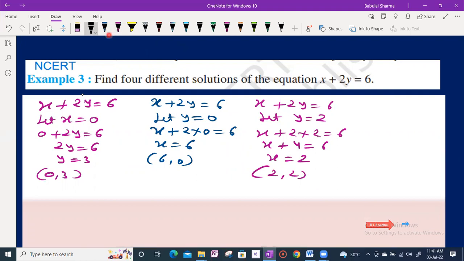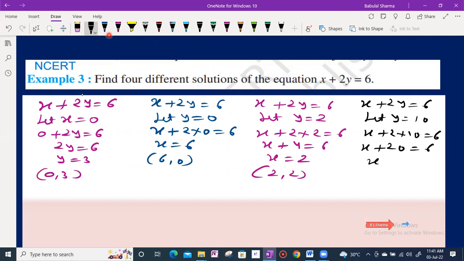We can write the fourth solution. The equation is x plus 2y is equal to 6. Let us take any value, let y is equal to 10. So x plus 2 into 10 is equal to 6. x plus 20 is equal to 6. x is 6 minus 20. x is minus 14. So the fourth solution is (-14, 10).